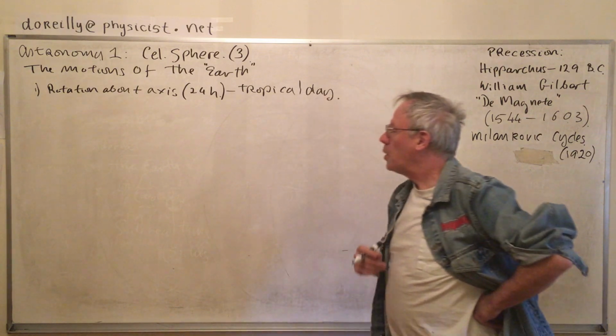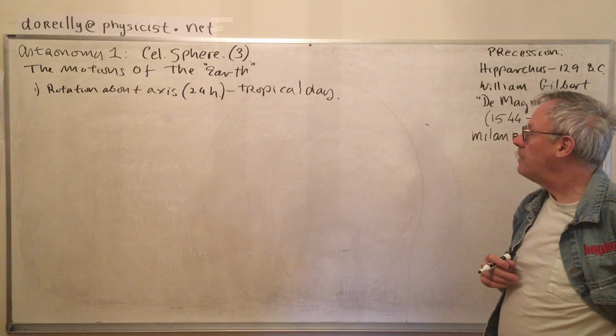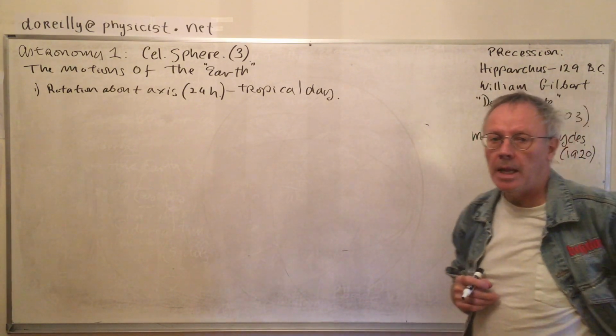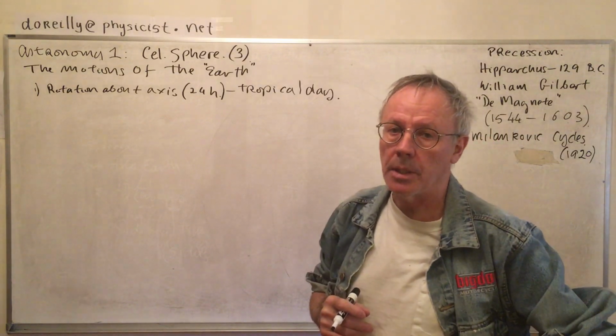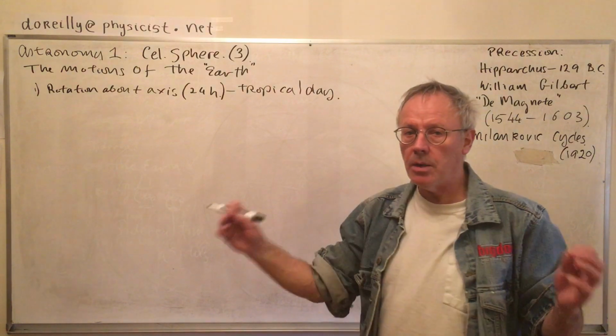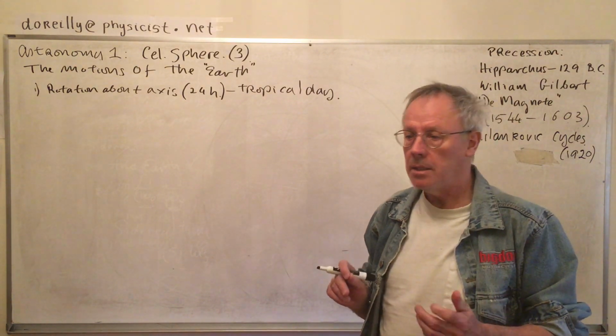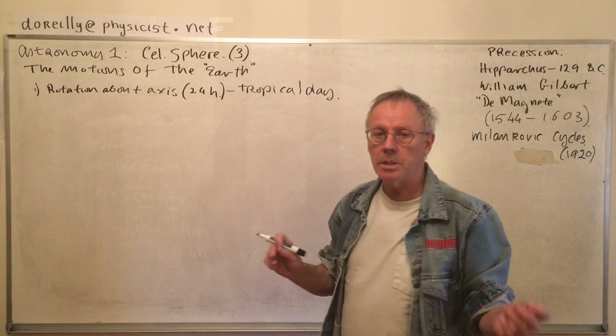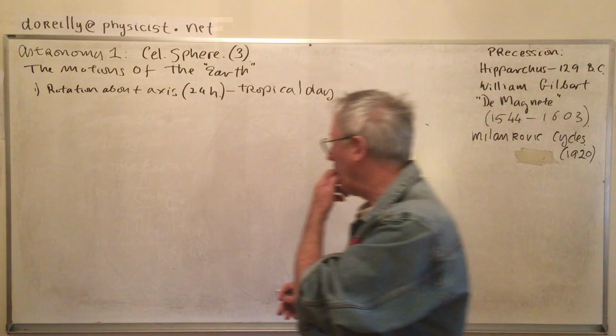Now, the first one, of course, is the rotation about the axis. 24 hours is what it takes, and that will allow us to define the 24-hour sidereal day, or the hour with 3,600 seconds in it. And it varies a little bit. There are variations in that, depending on where the sun is in its orbit.